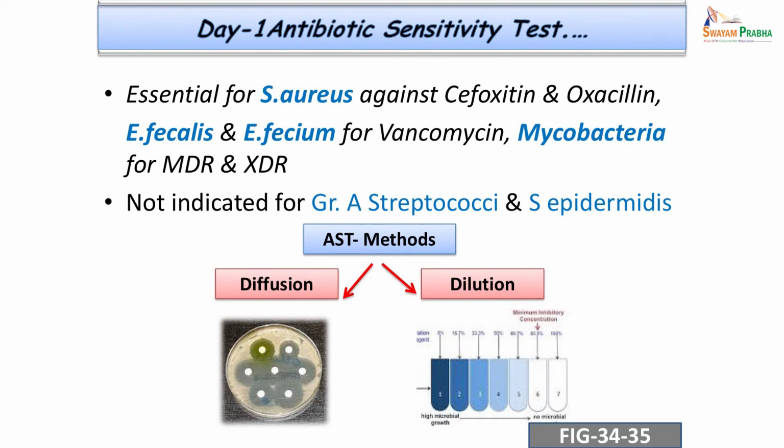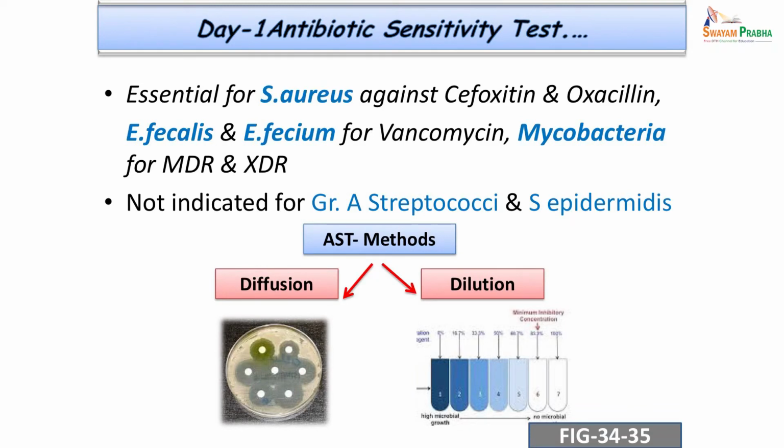This is essential, especially when we are dealing with resistant bacteria, especially methicillin resistant Staphylococcus aureus, to test it against various antibiotics, especially cefoxitin and oxacillin, to know whether it is MRSA or not. Some other bacteria where resistance is on the high rise nowadays are Enterococcus faecalis and Enterococcus faecium. These both have to be tested against vancomycin. Mycobacteria are to be tested against different drugs because they are also now becoming multi-drug resistant.